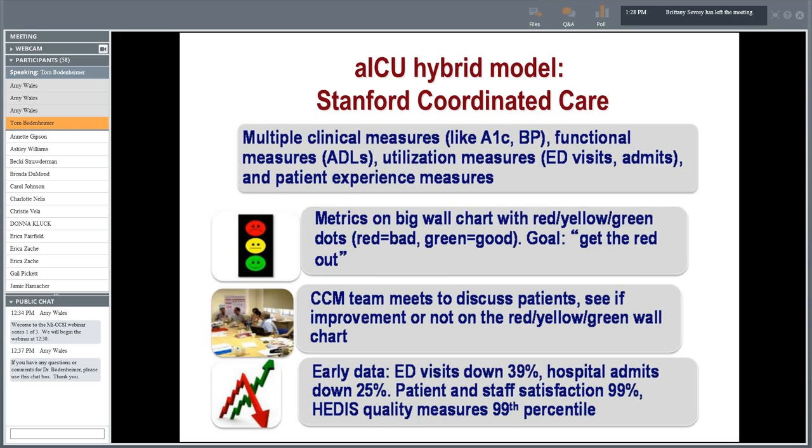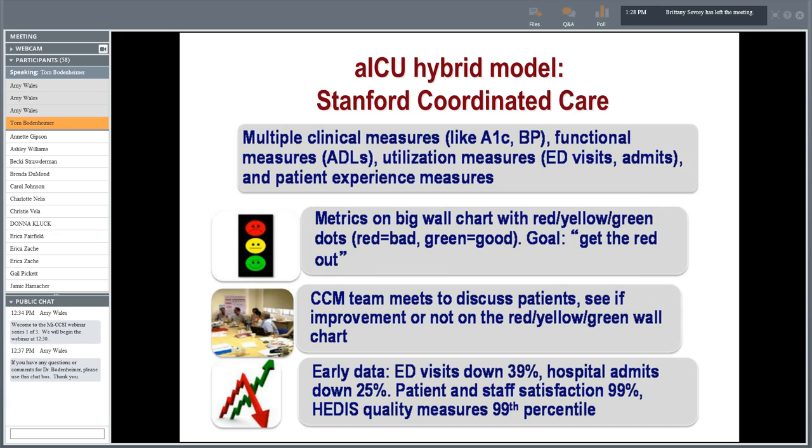They look at multiple measures, not just clinical, but also functional activities of daily living and other things, utilization, of course, ED, hospital admits, and patient experience. And they have this big wall, which has red, yellow, and green for each one of these different measures for each of the patients. Of course, what they're trying to do is to get the red out, to bring people into the green zone. And they really work hard on patients who are still in the red zone for whether it be hemoglobin A1C or continuing to go to the ED too much and so forth.